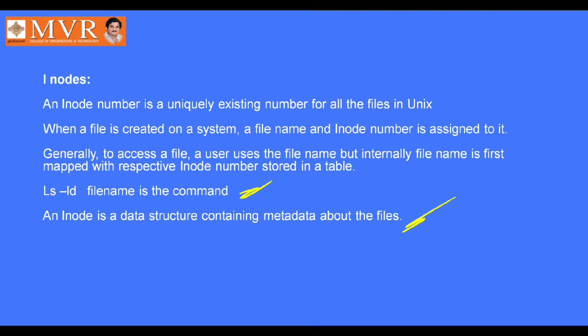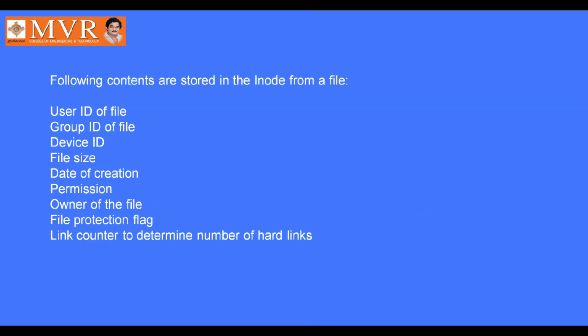An inode number is nothing but metadata. What is metadata? Metadata is nothing but data about data. That means it will contain some information about every file. What is that information? The inode contains the total information of a file.